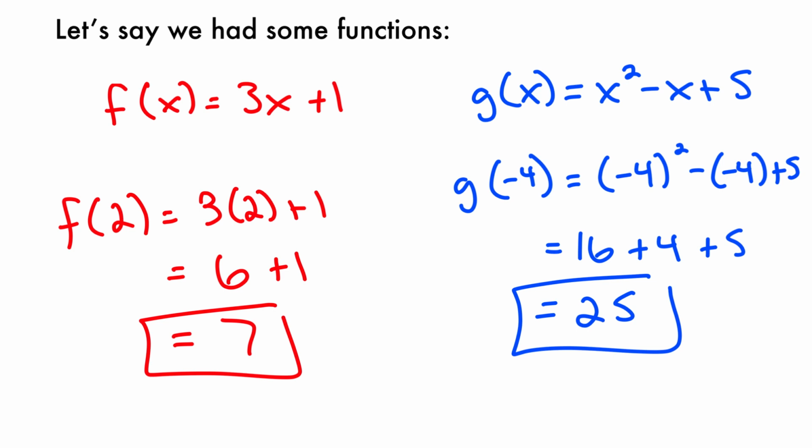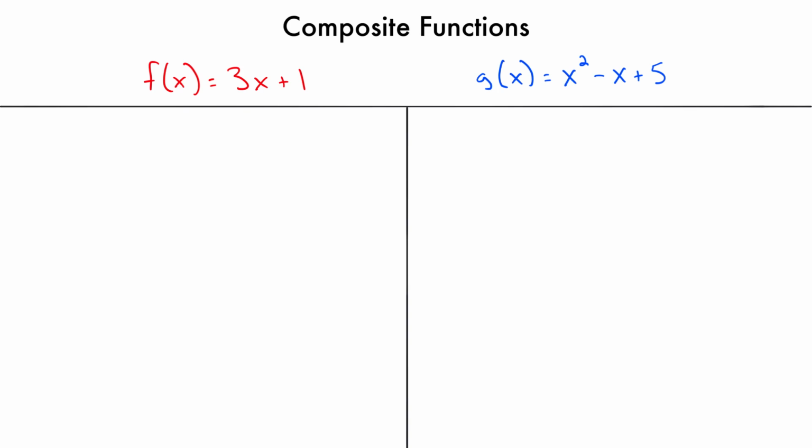Composite functions is the same thing. We're going to have two functions that are distinctly different from each other, and we're going to blend them together, and we're going to utilize this function notation to do that. So say I have two functions, f and g. And what I am going to do is find the composite of the function f and the function g.